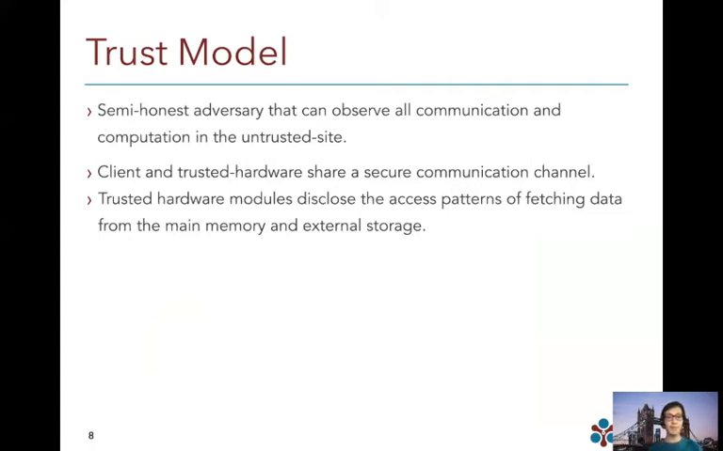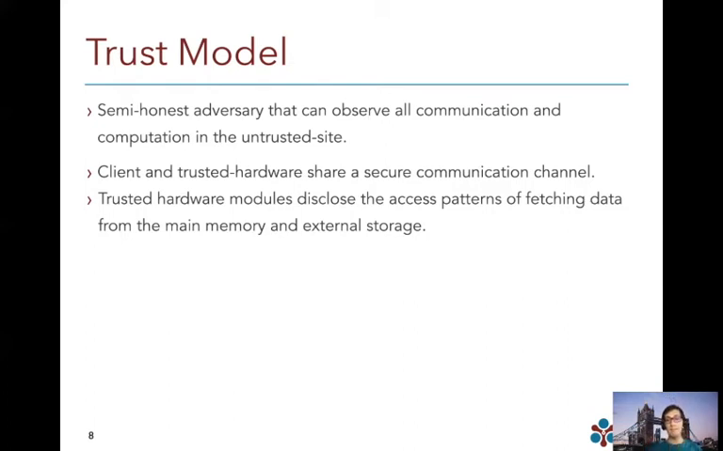However, the trusted hardware modules are not perfect, and they actually disclose the access patterns of fetching data from the main memory and from accessing the external storage. And so they don't tackle our fundamental problem of hiding the access patterns of the database if you want them.